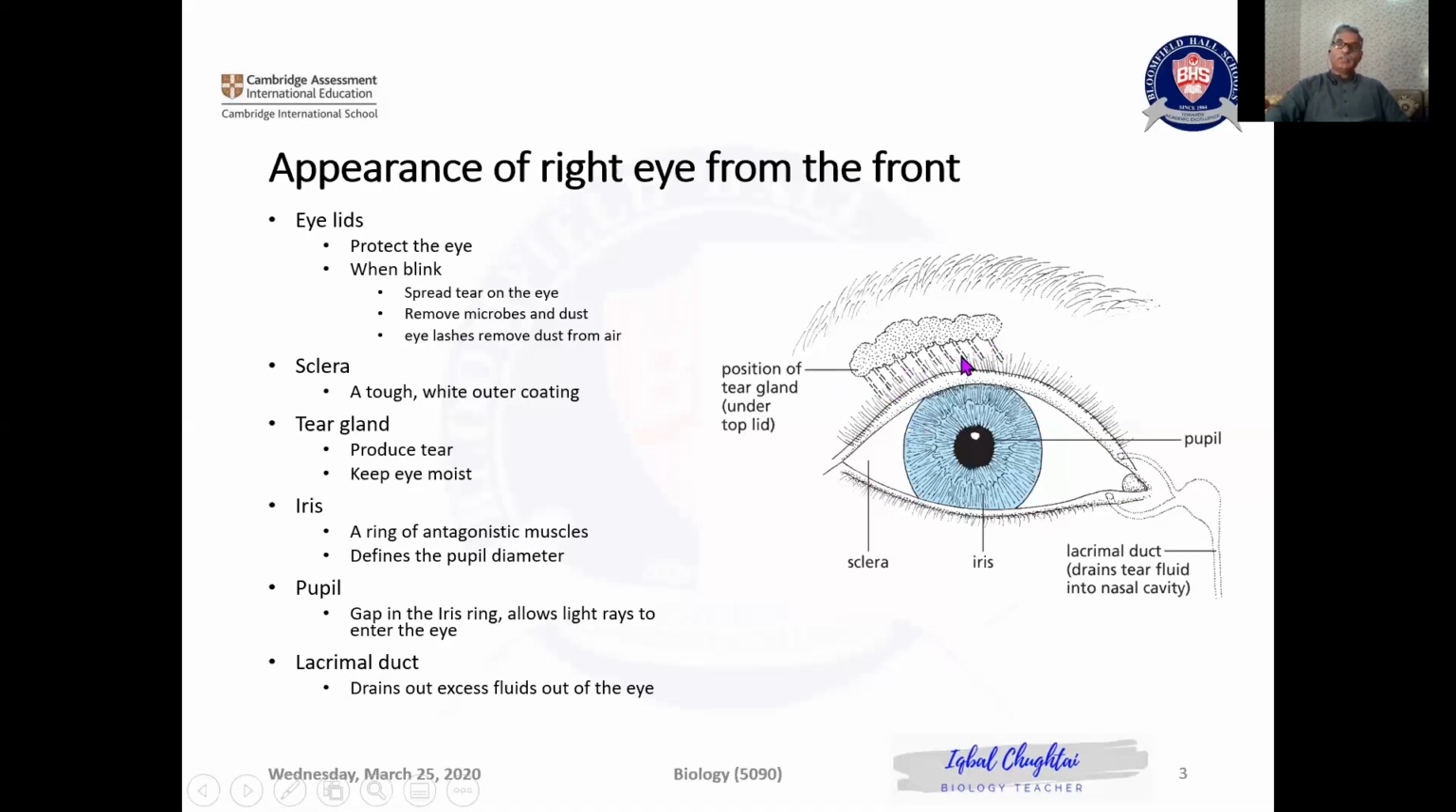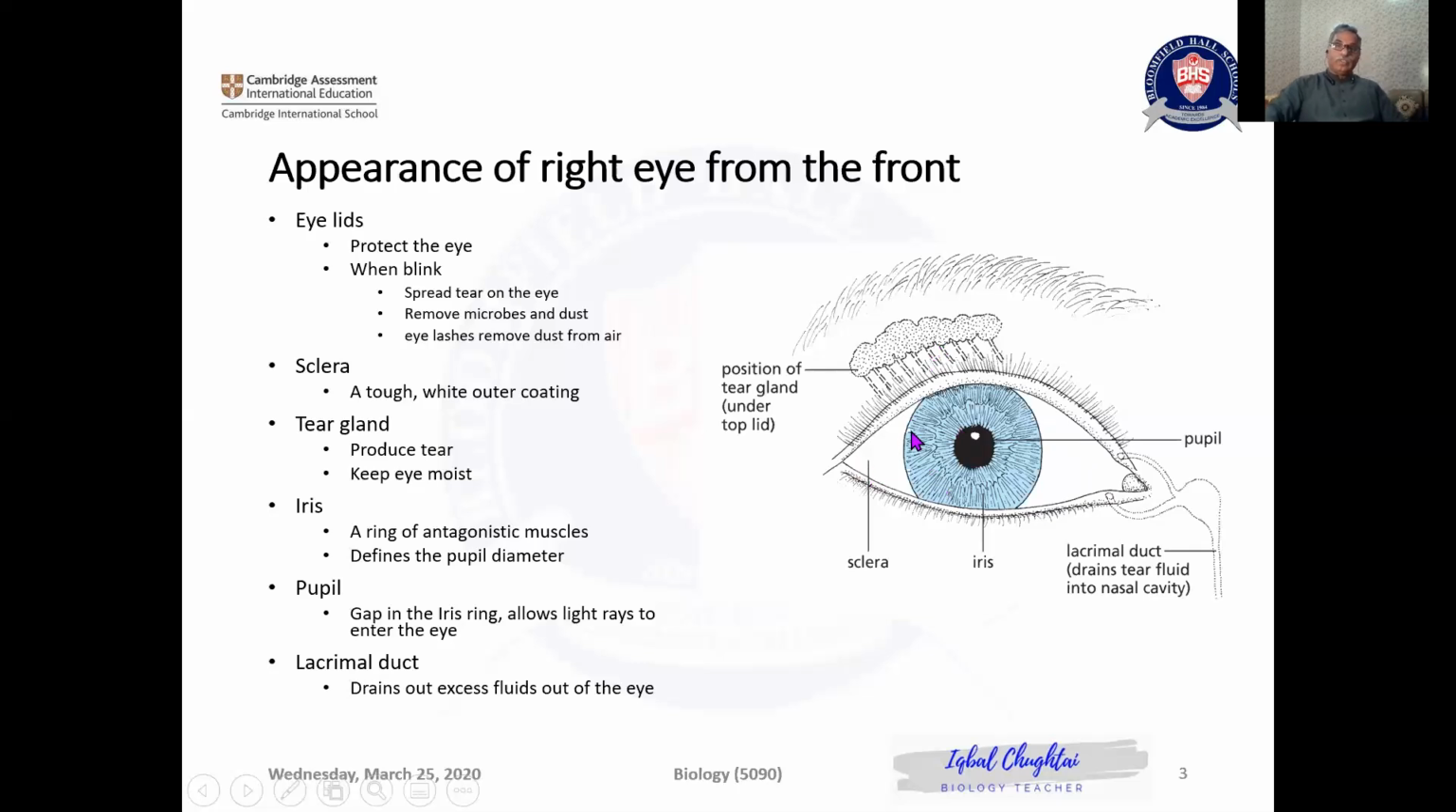This tear gland produces salty liquid secretions known as tears. The first responsibility of the tear is to keep the eye moist. The second is that the salty secretions ensure that no microbe is allowed to reproduce or grow or make the eye infected.